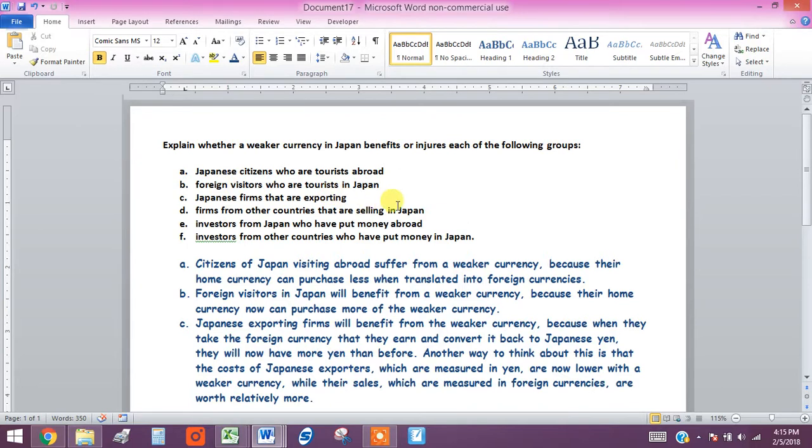Okay, let's look at B. Foreign visitors who are tourists in Japan. So just sort of the opposite. Well, it's going to have the opposite effect in that the tourists, and let's just say that they're from the U.S., if the yen is getting weaker against the U.S. dollar, then U.S. tourists using dollars to buy yen in Japan are going to benefit. If they're able to buy more yen with $1, which means the Japanese yen is depreciating relative to the dollar, then they're going to be better off.